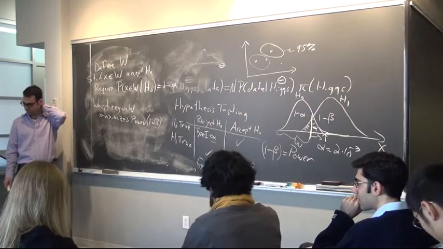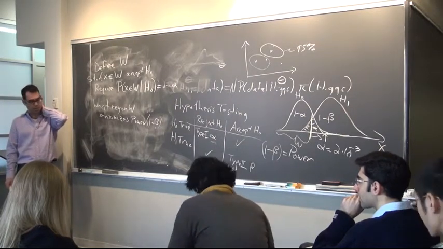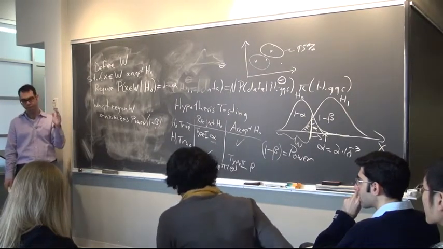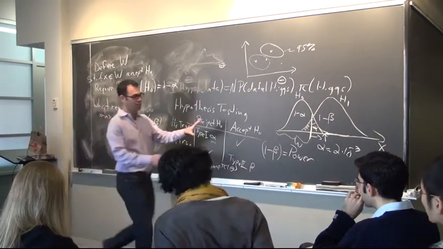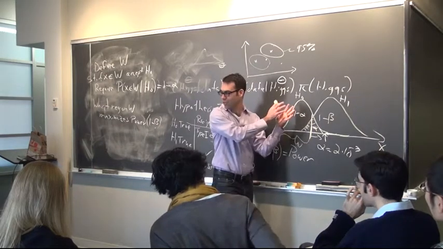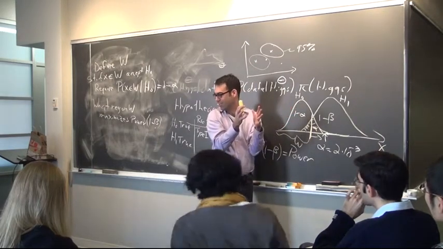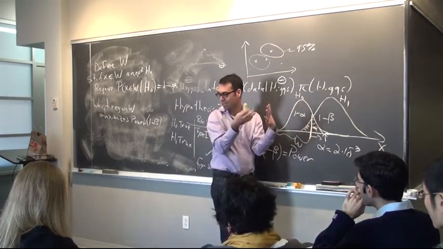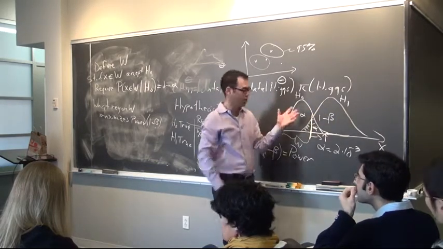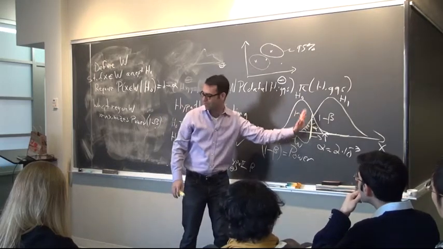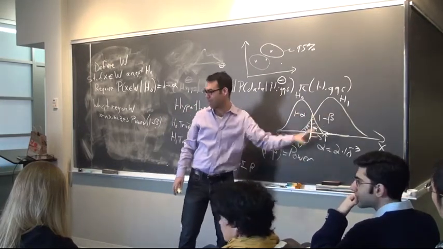So there's, in some sense, two thresholds. At the very beginning, these two distributions are just sitting on top of each other, because you have no sensitivity. As you collect more data, these distributions move apart, and for the same five sigma test, you get more and more power.